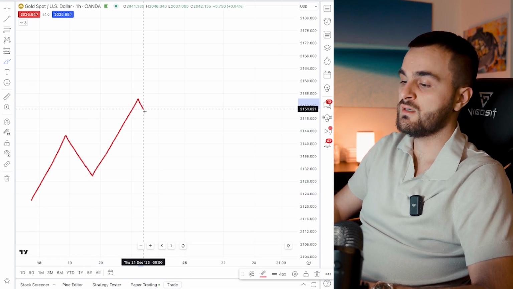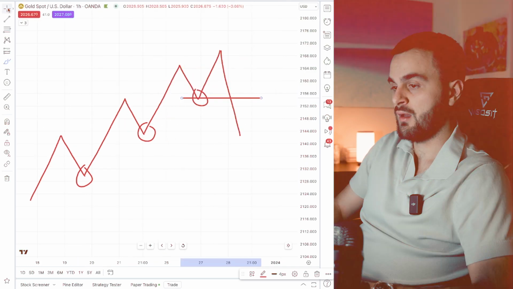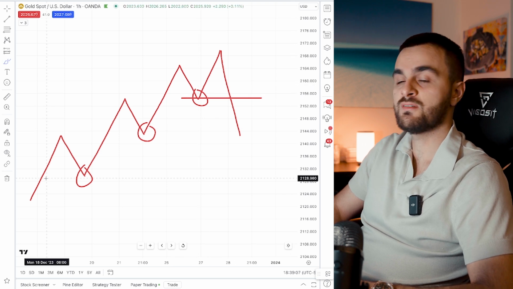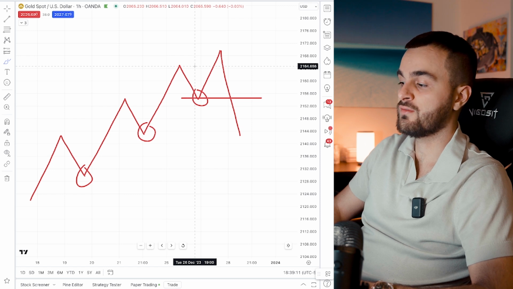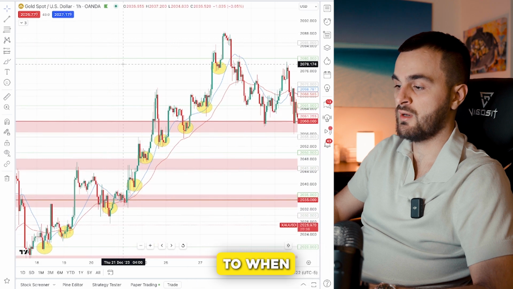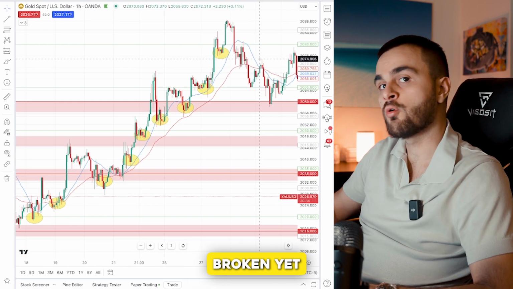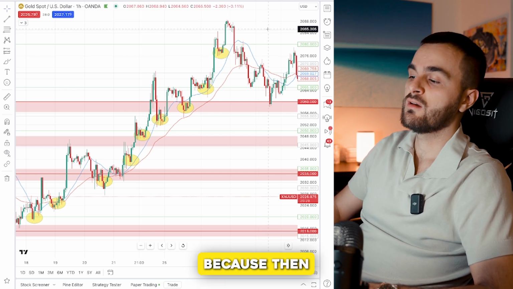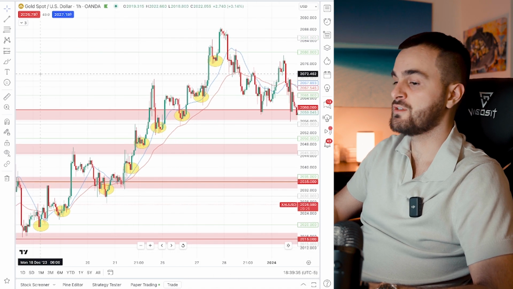All right, so we can see the market was maintaining higher lows and higher highs. Until we break a low in the uptrend, we're still technically in an uptrending market. So it's important to analyze your 4-hour and your 1-hour market structure. That's stuff I like to pay attention to when I'm analyzing the market. Are we in an uptrend? Has the trend broken yet? Or are we in a downtrend? Has the trend broken yet? Because then we can start to identify trades in the other direction once the trend is broken.